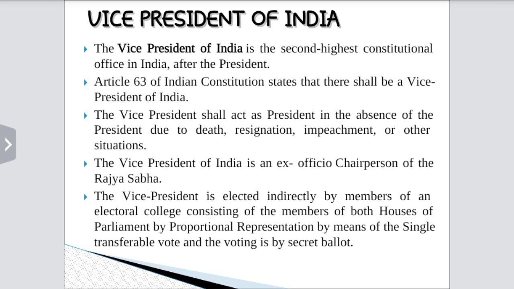The Vice President is elected indirectly by an Electoral College consisting of members of both the houses of the Parliament and by proportional representation by means of single transferable vote and by secret ballot system.